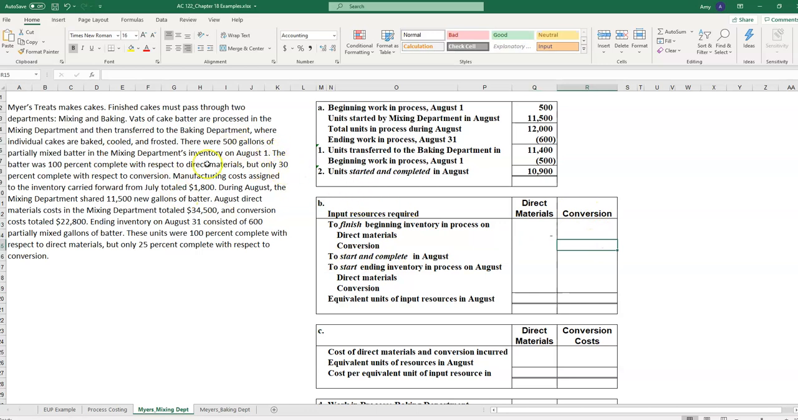For conversion, they were 30% complete on August 1st. So to complete them for conversion, we need to do another 70% of the work to get them to 100%. So we're going to take our 500 units times 70%. Our started and completed right here, 10,900.